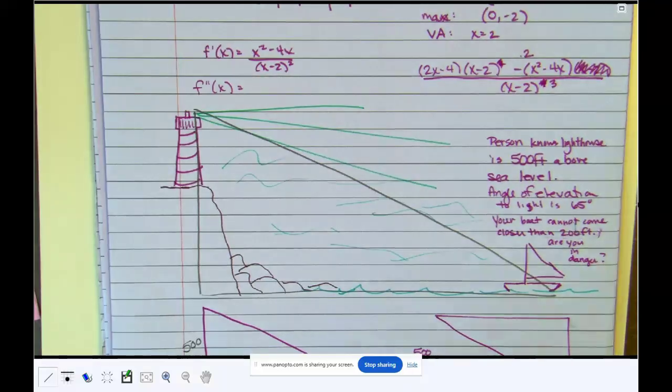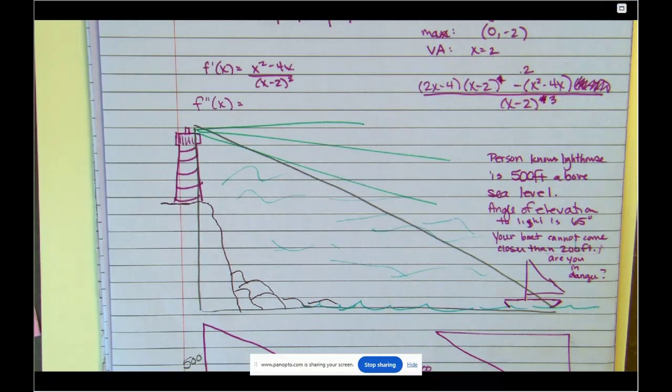The secret word is lighthouse, because that's my picture right now. Okay.